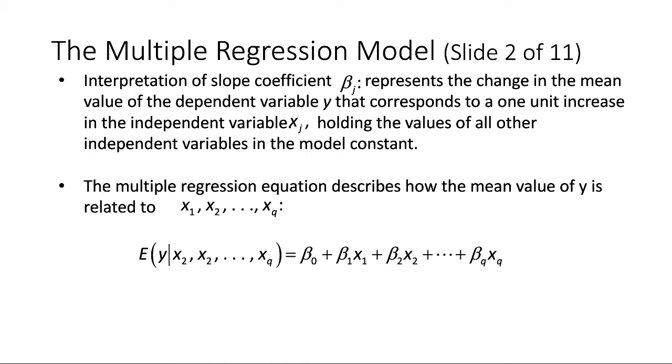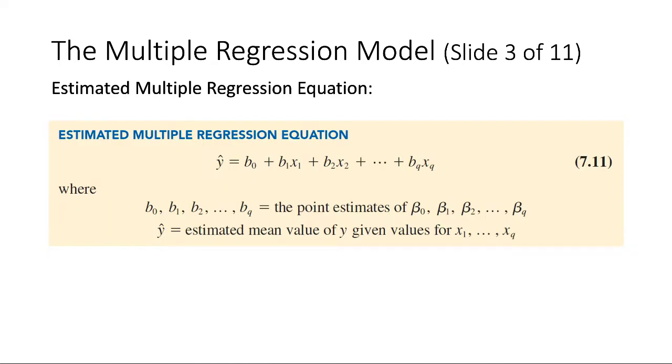The slope coefficients beta j in the multiple regression model are different from the interpretation of beta 1 in the simple regression model. In a multiple regression model, the slope coefficient beta j represents the change in the mean value of the dependent variable y that corresponds to a 1 unit increase in the independent variable xj, which holds the value of all other independent variables in the model constant.